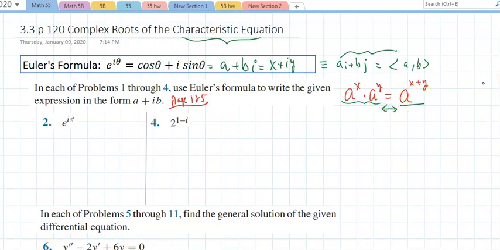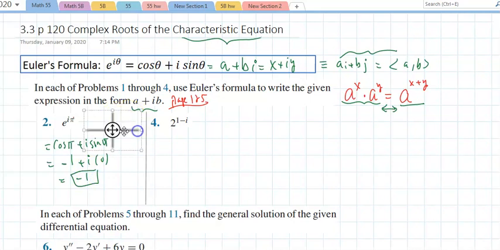So, number 1 through 4, use Euler's formula to write the given expression in the form of the complex number a plus bi. Well, this is the cosine of pi plus i the sine of pi. Cosine of pi is -1. Sine of pi is 0. So this is nothing more than -1. And if you recall from back in the days, you were to rotate pi radians, and you would move 1 unit in that direction.